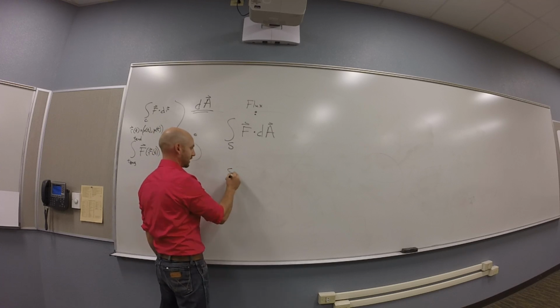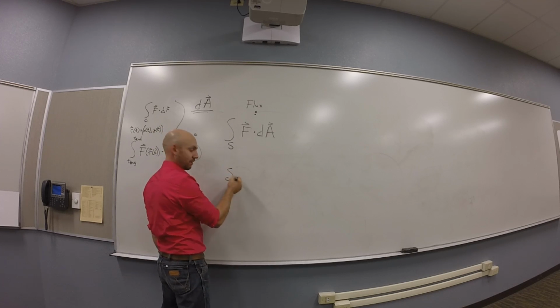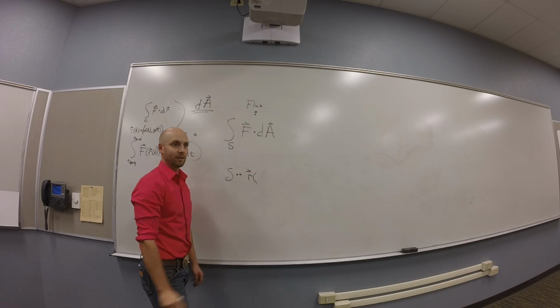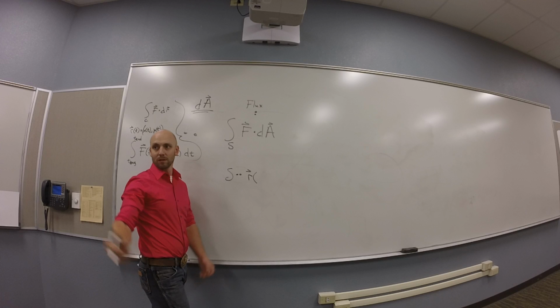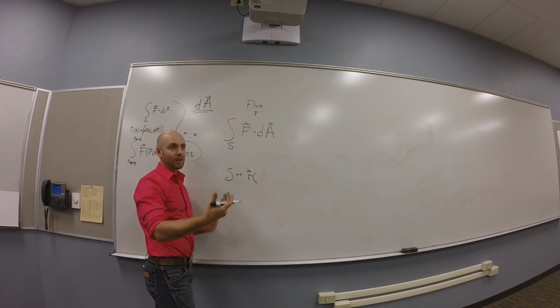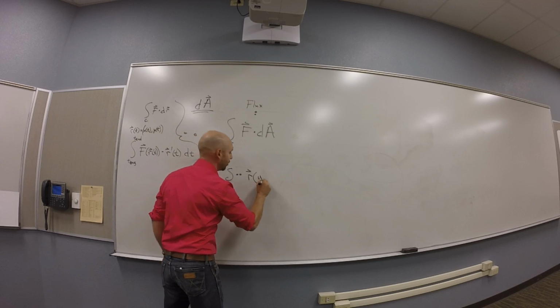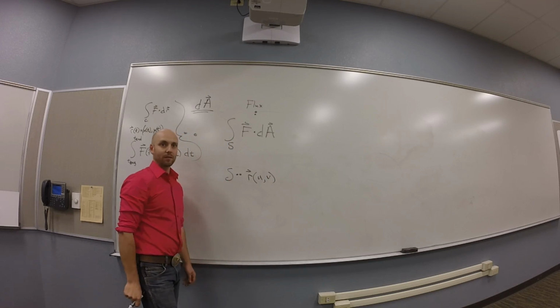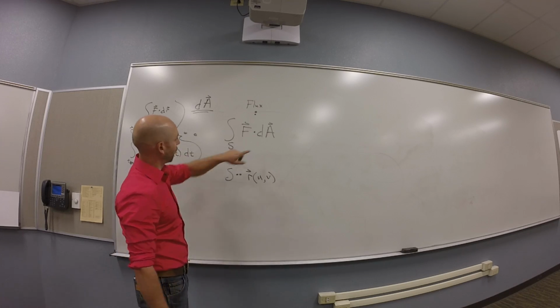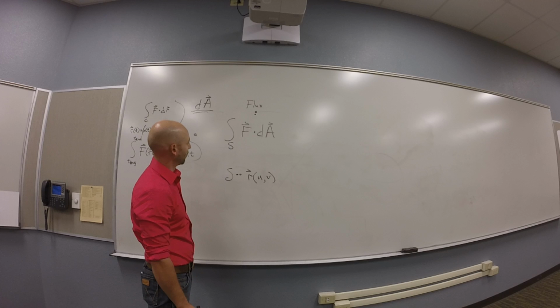So you get S, and I'm going to think of r depending probably on x and y, or theta and phi, or whatever. So I'm going to write u and v. Okay, so I've got some parameterization of this thing.